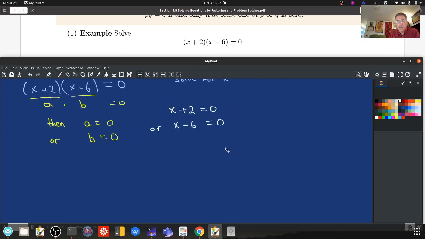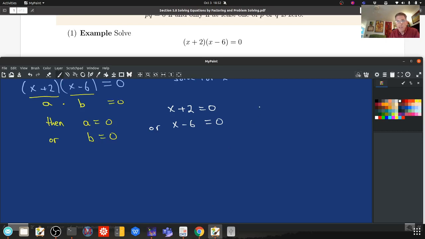And now literally all I'm doing is solving a simple linear equation, and that implies x is equal to minus 2, and this implies x is equal to 6. So my solution is more than one number. So my solution set contains minus 2 and 6. It's fine for me if you were writing on a test given to you by me in class, if you were to write x is equal to minus 2 or x is equal to 6.